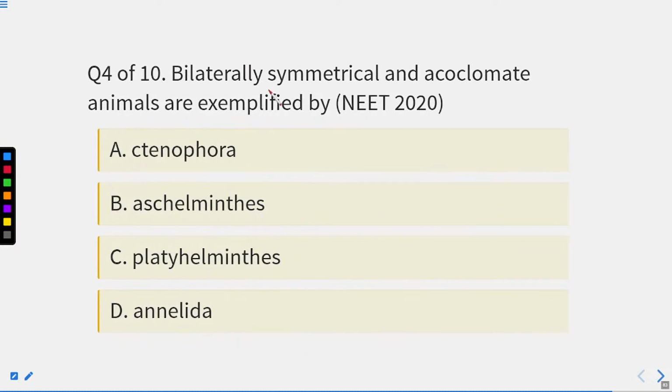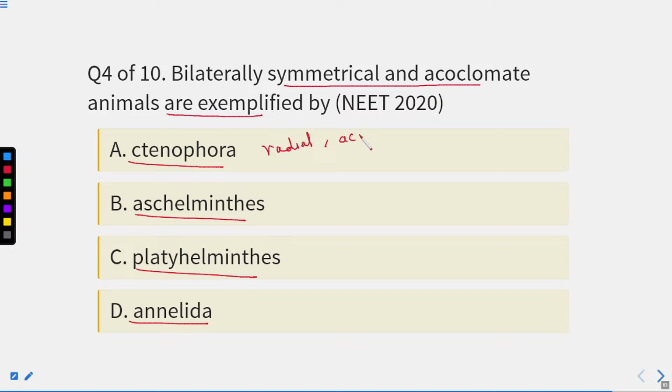Next question. Bilaterally symmetrical and acoelomate animals are exemplified as? Ctenophora, Aschelminthes, Platyhelminthes and Annelida. Ctenophora has radial symmetry and is acoelomate. Aschelminthes shows bilateral symmetry, and it is pseudocoelomate.